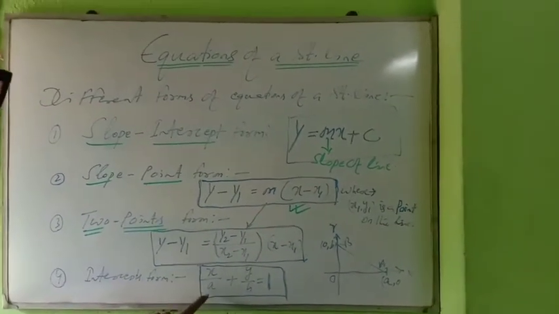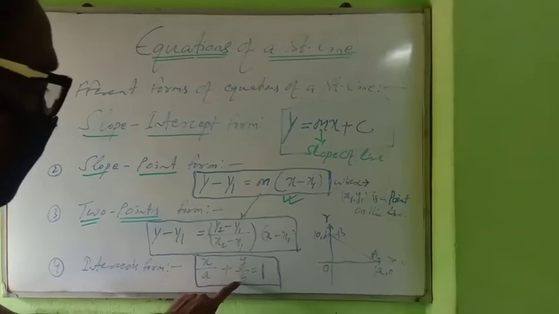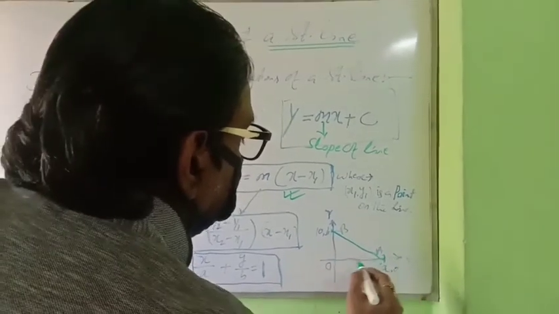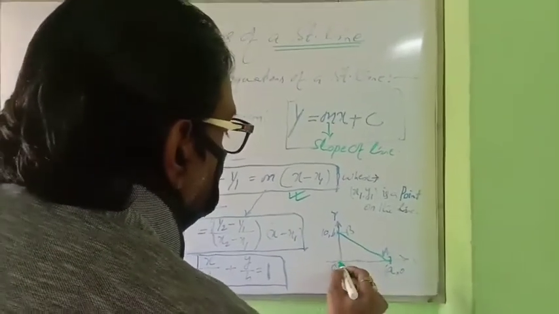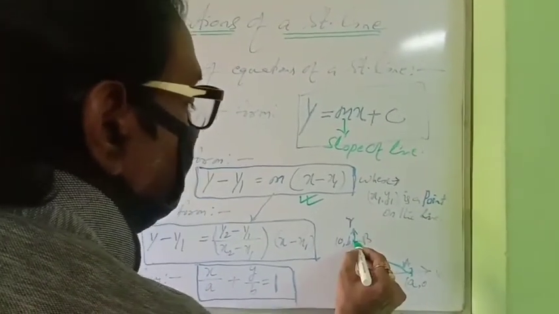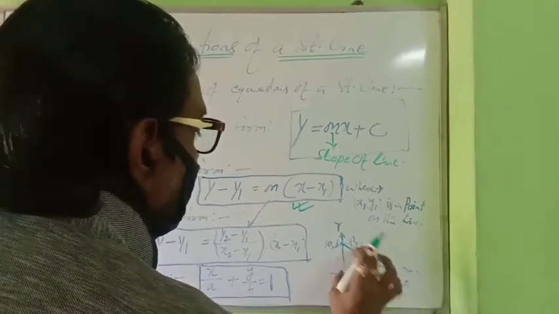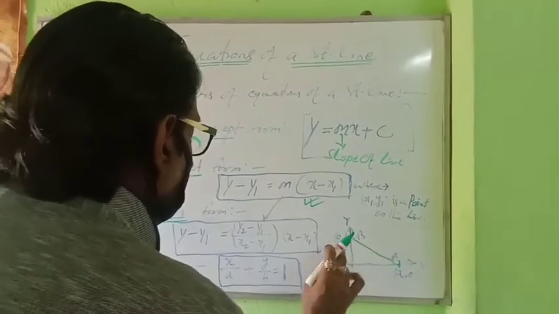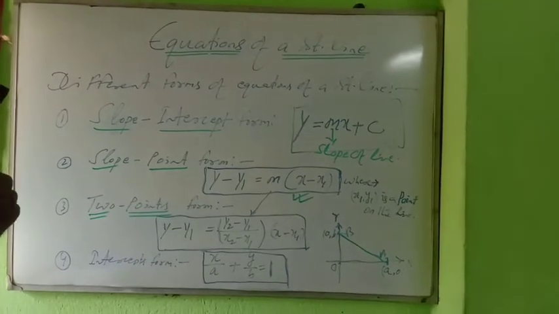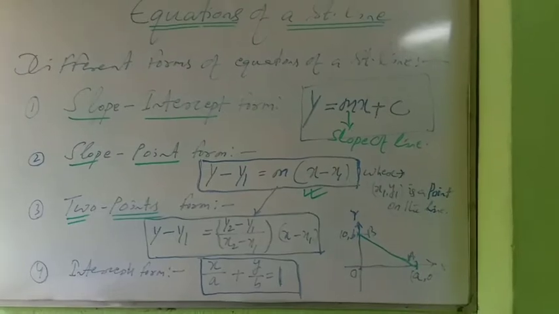Next come to the intercept form. Here two intercepts, one is x intercept, that is a, and b stands for y intercept. Suppose this is the line, this line makes x intercept OA is equal to a, and OB is b. Therefore the coordinate of the point A will be (a, 0) and the coordinate of B will be (0, b). OA is x intercept, OB is y intercept. If these two intercepts are given, in that case the formula will be x by a plus y by b is equal to 1.